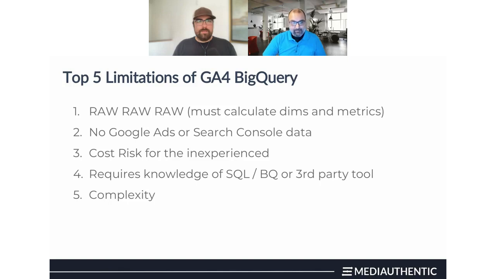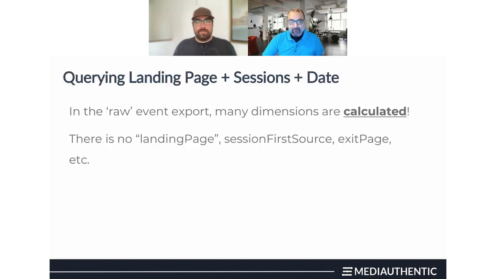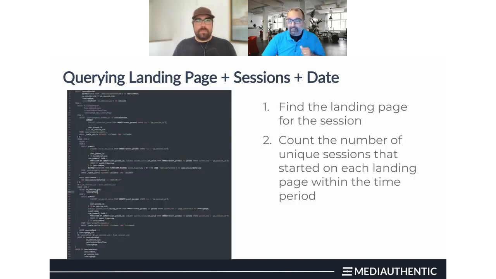All right, let's move on to querying over landing pages. So as I had mentioned earlier, some of the dimensions in these tables are just not available to you. You have to calculate them. In the raw event export, so many of these dimensions are calculated. So there's no landing page path, there's no first session first source medium, there's no exit page, etc. We have to calculate them. So how do you do that?